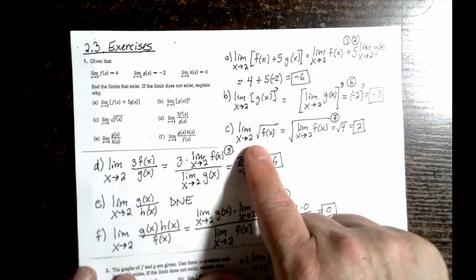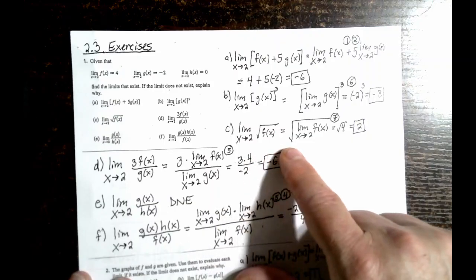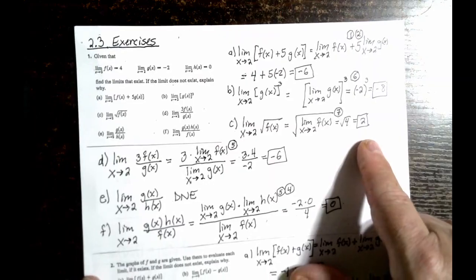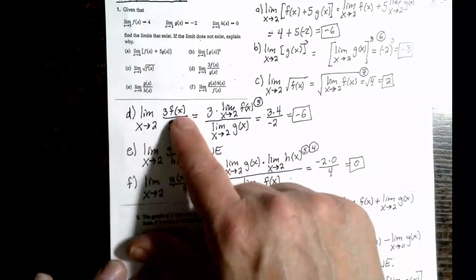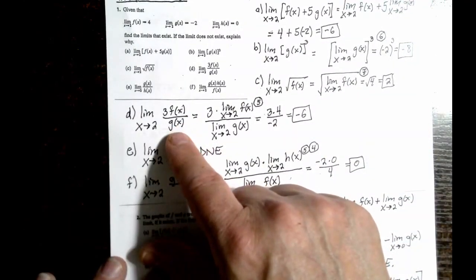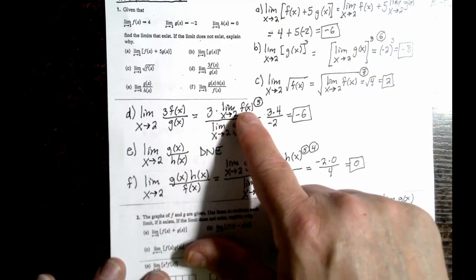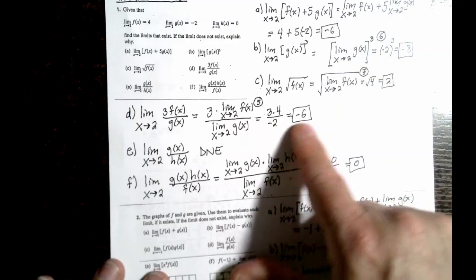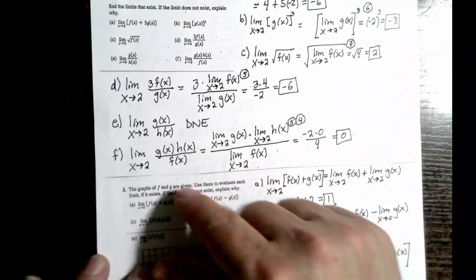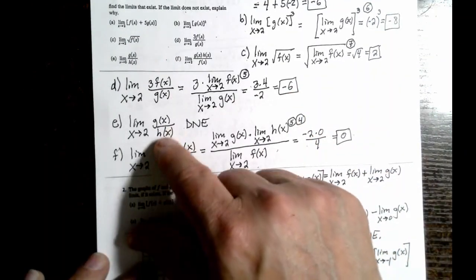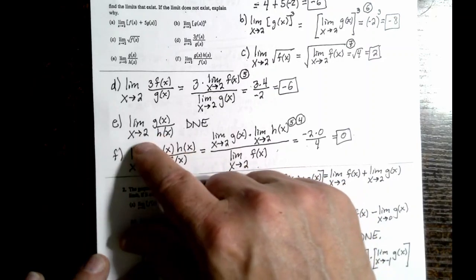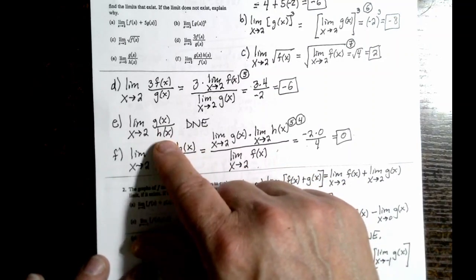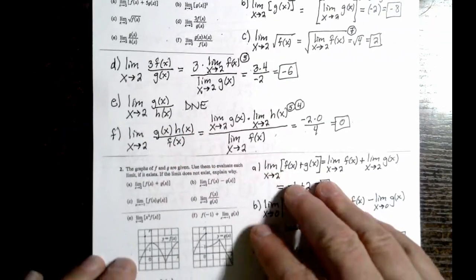Alright, the limit of the square root of f is the square root of the limit of f, and we know the limit of f is 4, and the square root of 4 is 2. The limit of 3f over g is 3 times the limit of f over the limit of g. We know that's 4, that's negative 2. Reduce it, and we get negative 6. E, the limit of g over h does not exist because the limit of h is 0. You can't divide by 0.